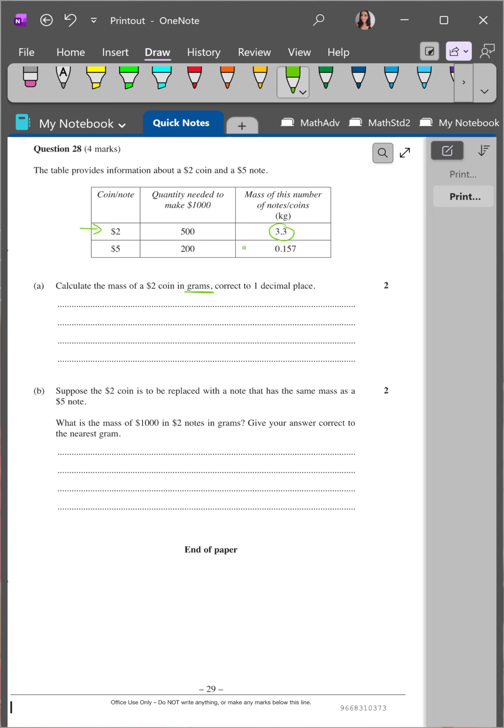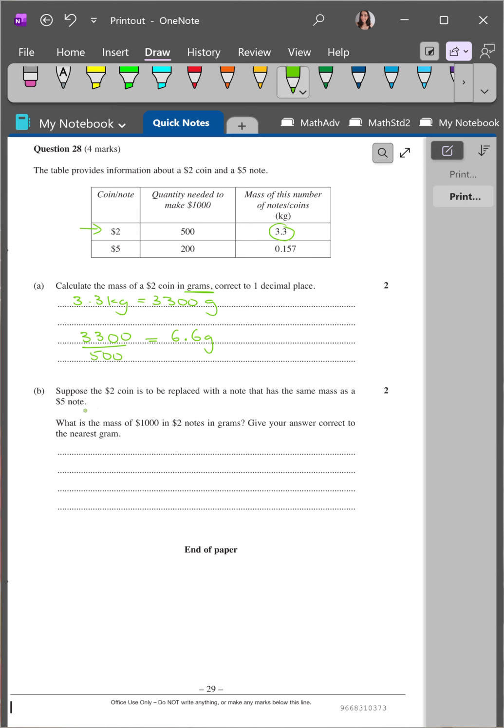The first thing I want to do is convert 3.3 kilos to grams. So 3.3 kilos equals 3,300 grams. And now if they want the mass of one $2 coin, if 500 of them equals 3.3 kilos, that means 3,300 grams divided by 500 is going to give us the mass of one coin, and that's 6.6 grams.